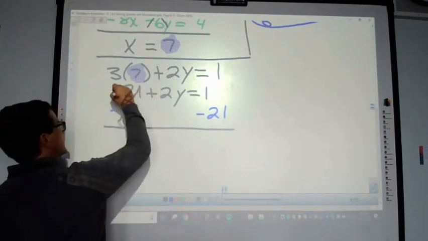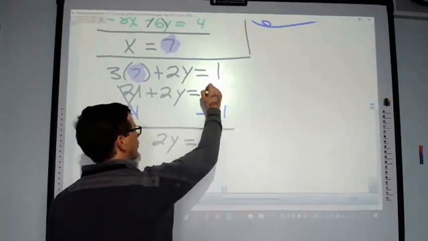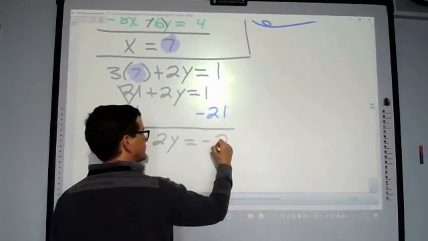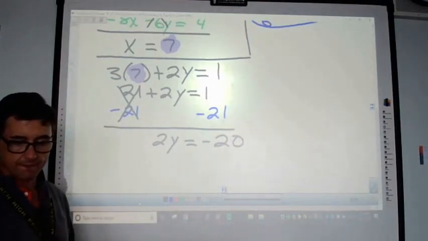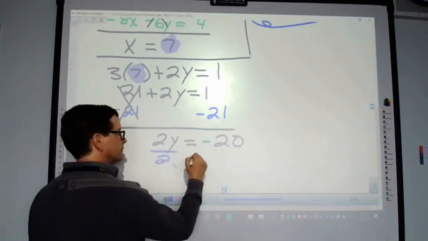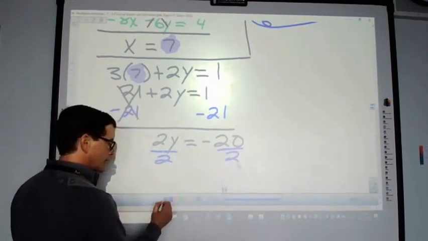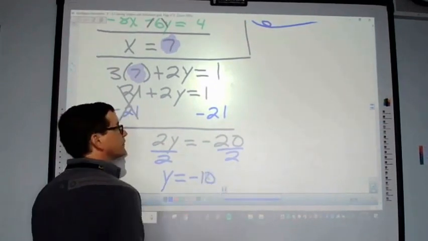The 21s cancel. We have 2y equals 1 minus 21, which is negative 20. Then I'm just going to divide both sides by 2. And we get y equals negative 10.